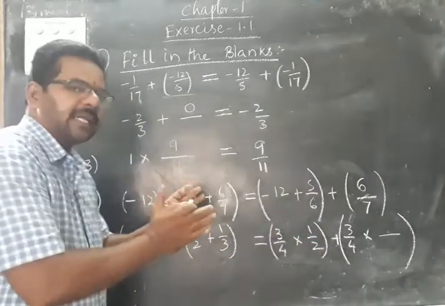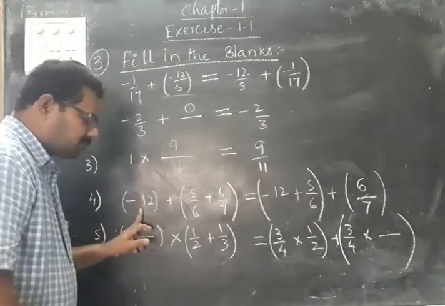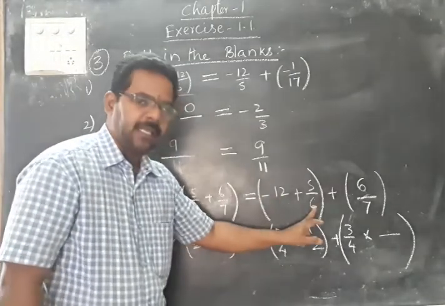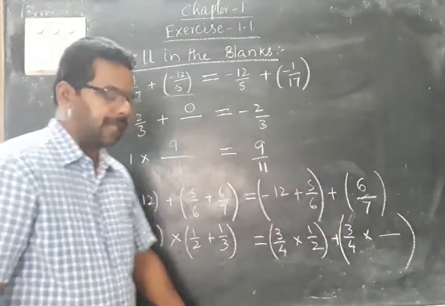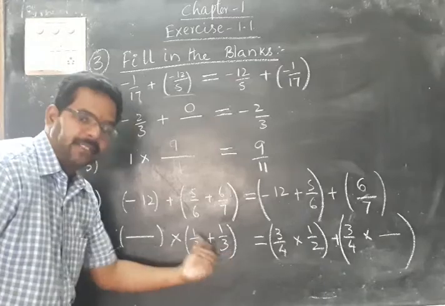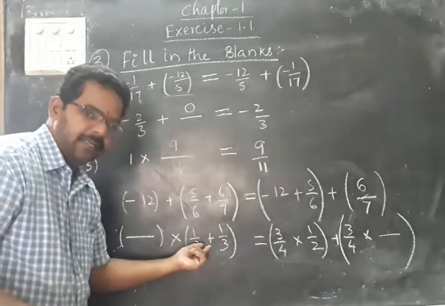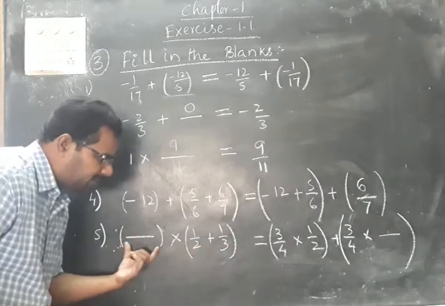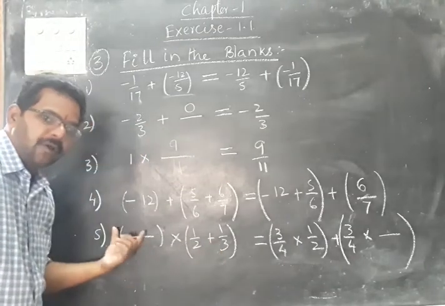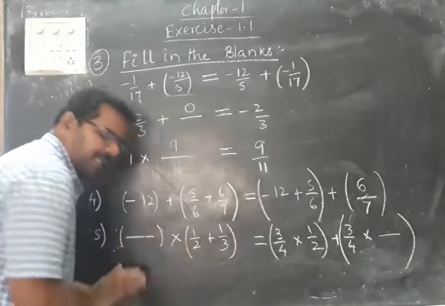A plus B plus C is equal to A plus B plus C. Where the bracket is there, only there we have to break and read down like that. Then dash into 1 by 2 plus 1 by 3. Here it is multiplication, here addition. So this number should be spread to the first number and second number. We don't know this number, we have to fill it. That means A into B plus C.